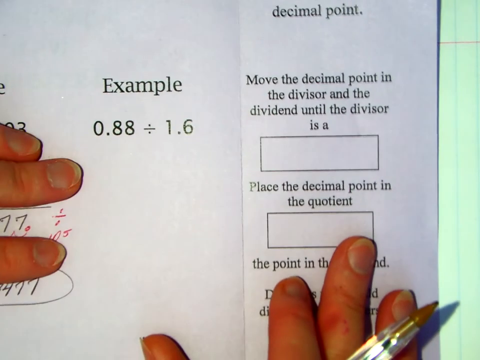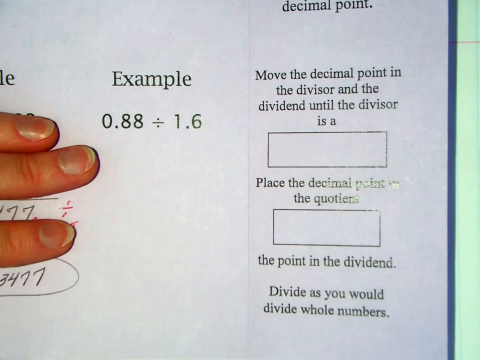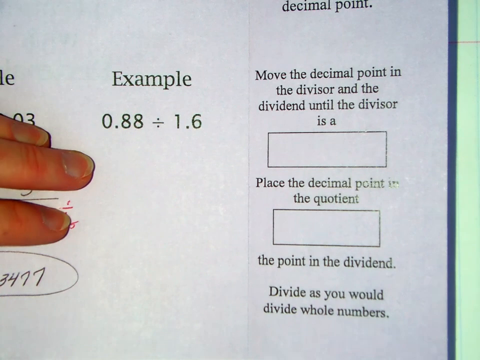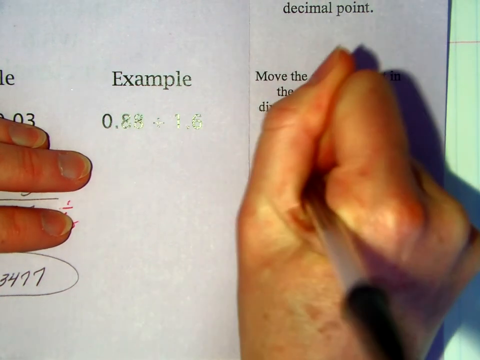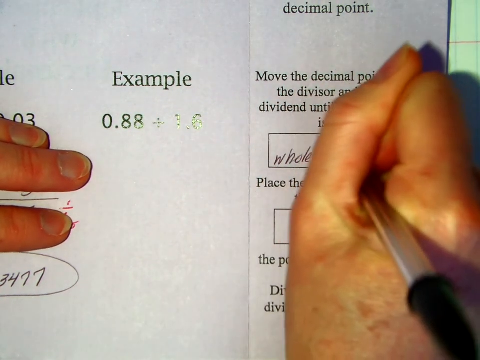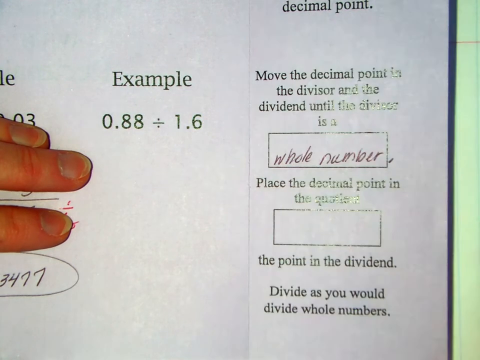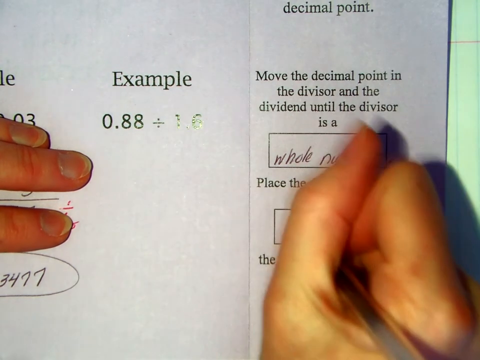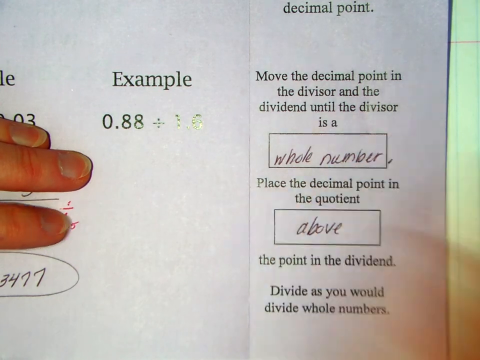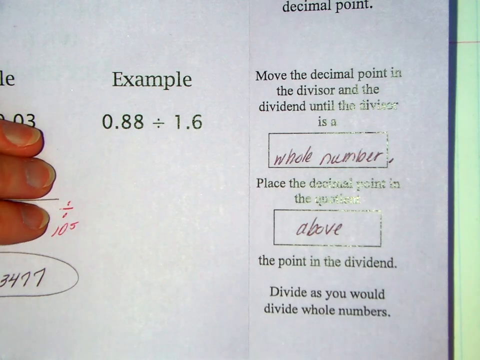Last but not least, division. Move the decimal point in the divisor and the dividend until the divisor is a whole number. Place the decimal point in the quotient above the point in the dividend. Divide as you would divide whole numbers.